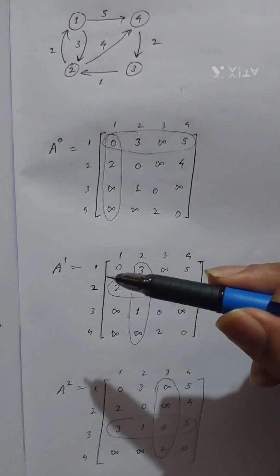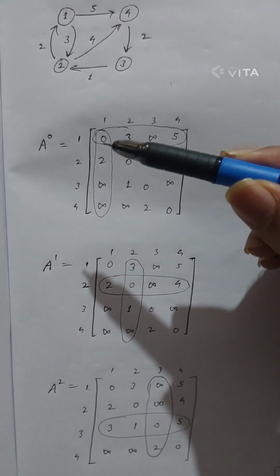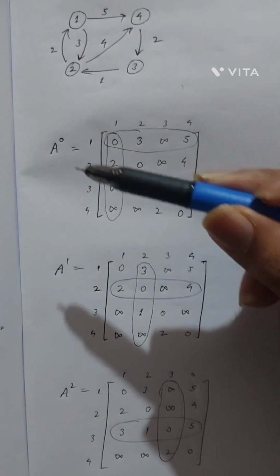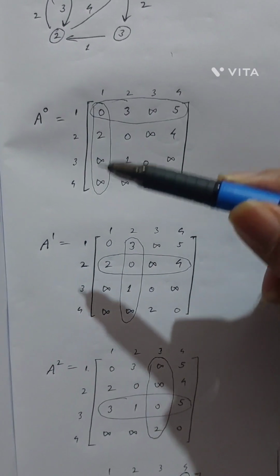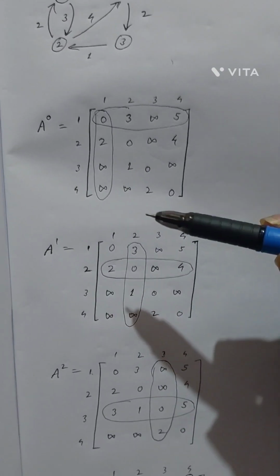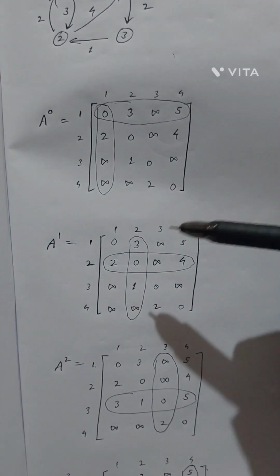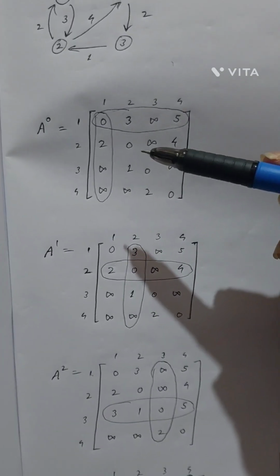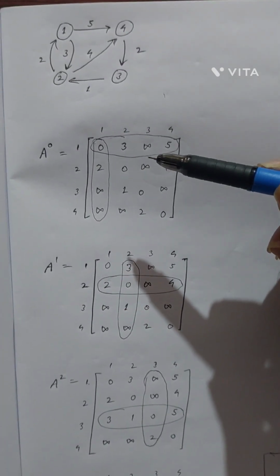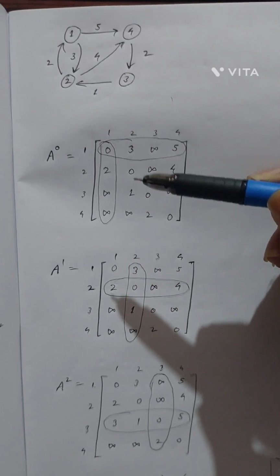Now, set up a matrix A1 as follows. Let the first row and the first column of A1 be the same as A0. So I have the first row and the first column of A1, and I write them as they are in A0. Now the diagonal elements are the same, so you keep them as 0. Now consider the other non-diagonal elements. We consider the minimum of the original weight and the sum of the weights via vertex 1.